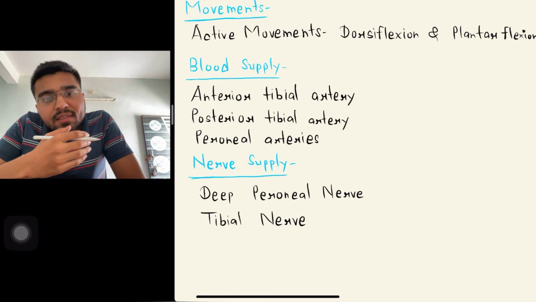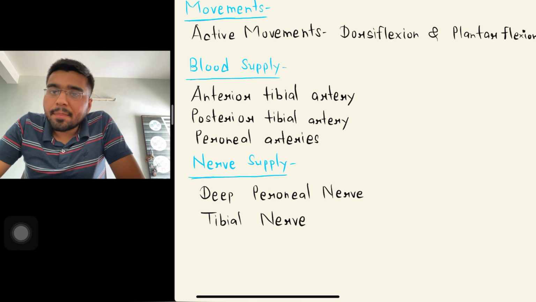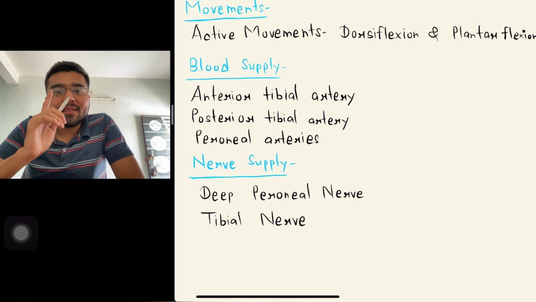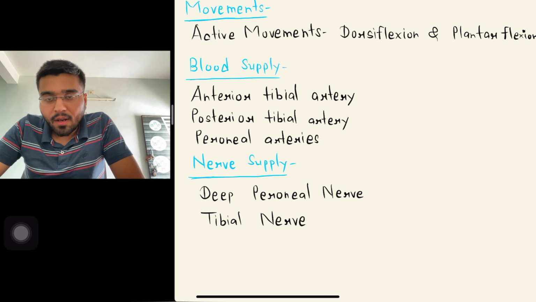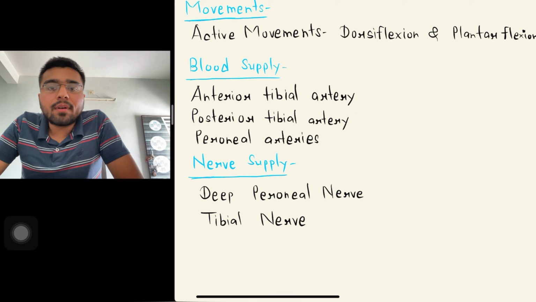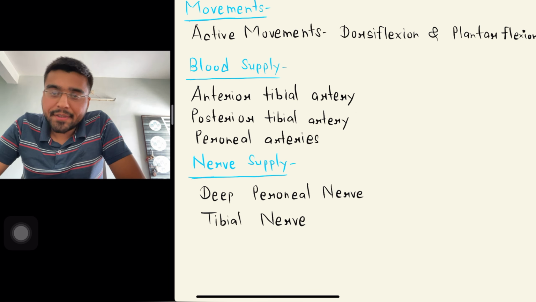Now what is the blood supply of the ankle joint? Blood supply is provided most commonly by three types of vessels: anterior tibial artery, posterior tibial artery, and peroneal arteries. And the nerve supply of the ankle joint is provided by two nerves, namely deep peroneal nerve and tibial nerve. So this concludes our discussion of the ankle joint.